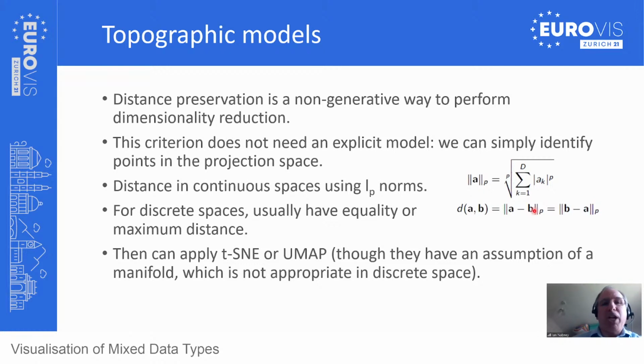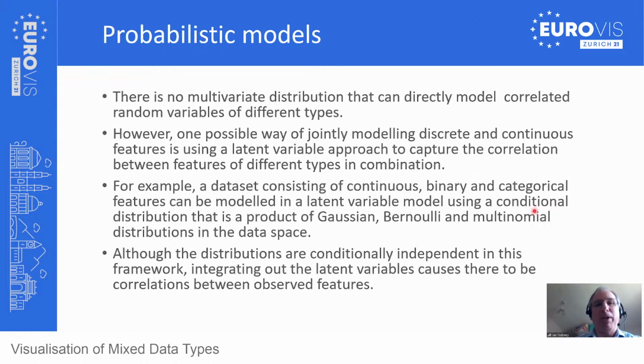There are other limitations of topographic models, and what we'd really like to do is to at least have available a variant of this which is based on probability theory and statistical pattern recognition. So we'd like to be able to apply probabilistic models to this problem. However, we run into a very immediate problem, and that is there is no multivariate distribution that can directly model correlated random variables of different types.